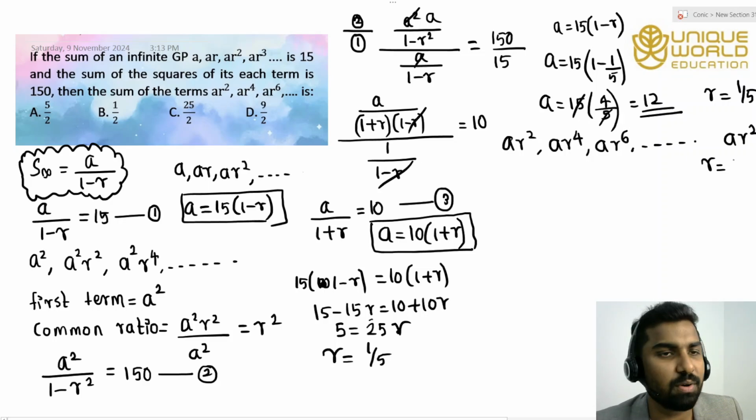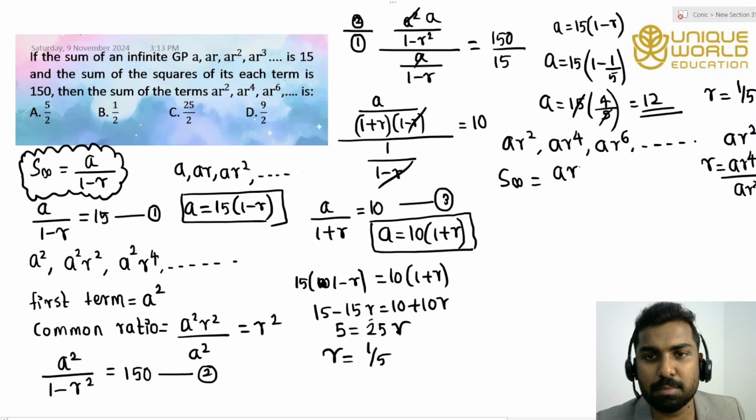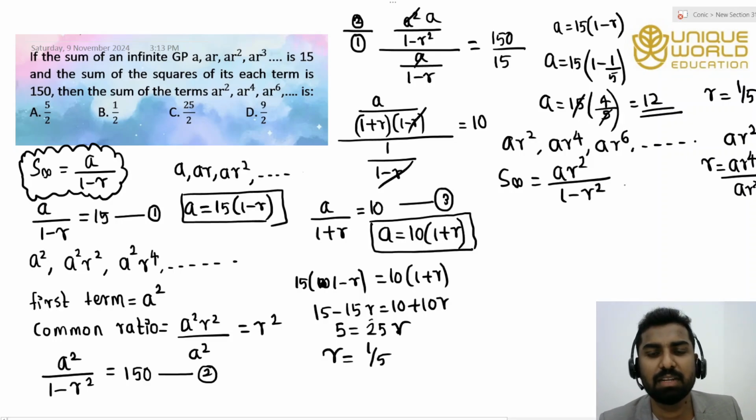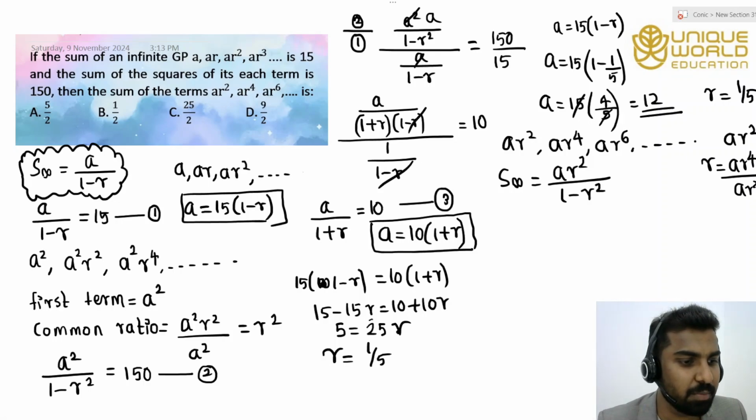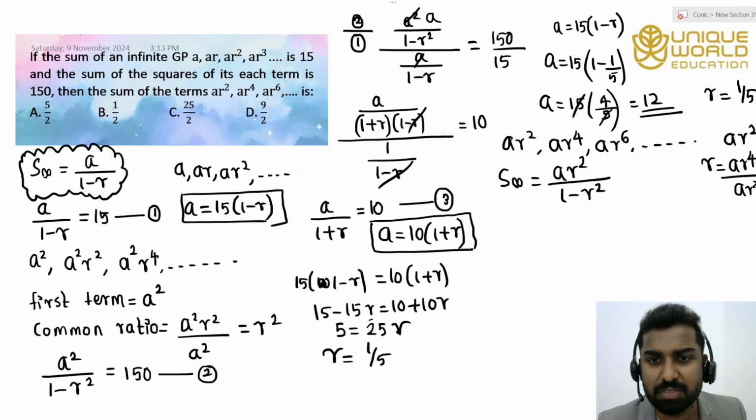So AR power 4, if I am dividing with the AR square, A cancels, so the common ratio will be R square. So S infinity will be equal to first term divided by 1 minus common ratio, 1 minus R square. Just simplify this expression, we will get the values of A and R from here. Easily we will get the value, just after substituting these two things. For S infinity you have to substitute AR square divided by 1.